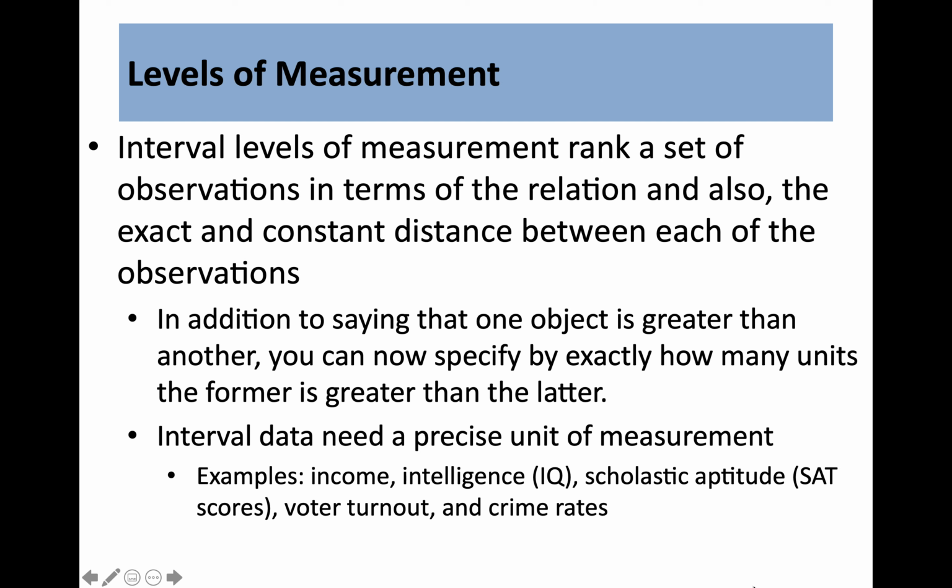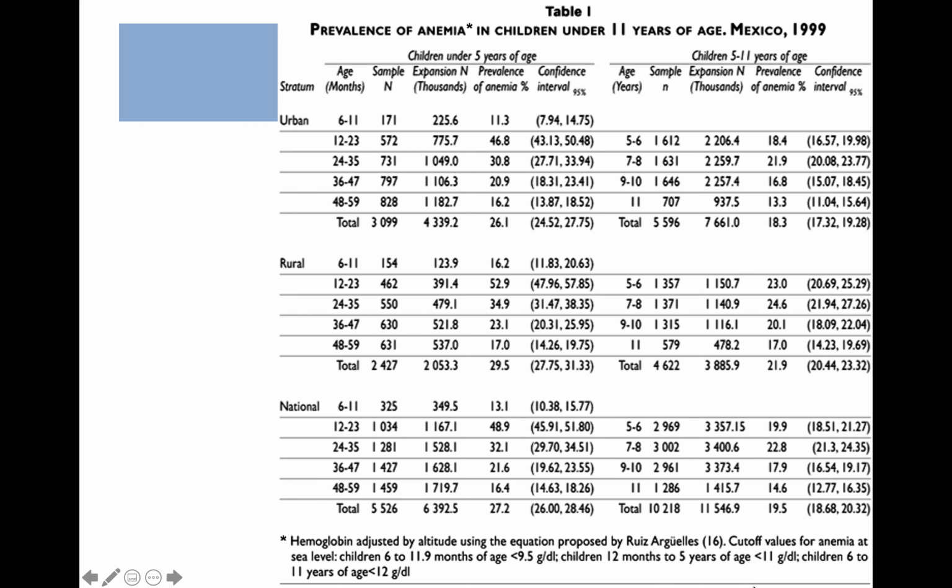Interval data need a precise unit of measure. Examples would be income. And how do we measure income? By dollars. How many dollars did you make last year? Intelligence, we have IQ scores. Scholastic aptitude, we have SAT scores. Voter turnout is absolute. A select number of people voted in the last election. And crime rates, how many crimes were committed over a select period of time.